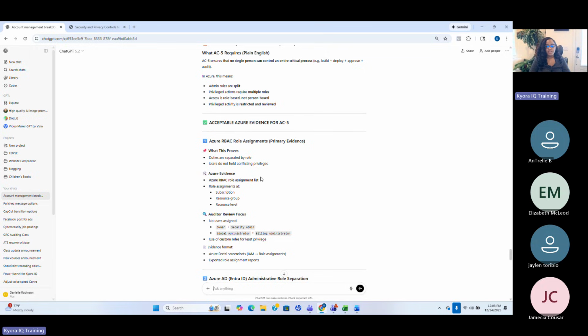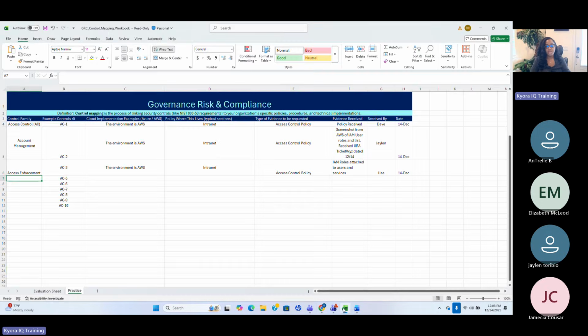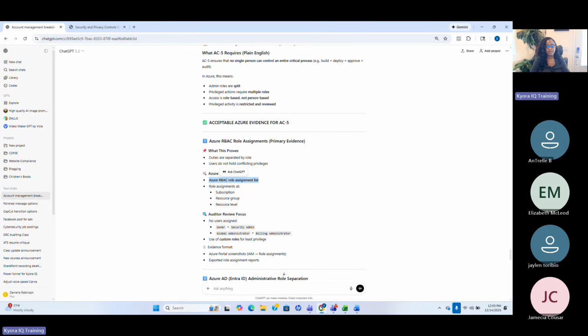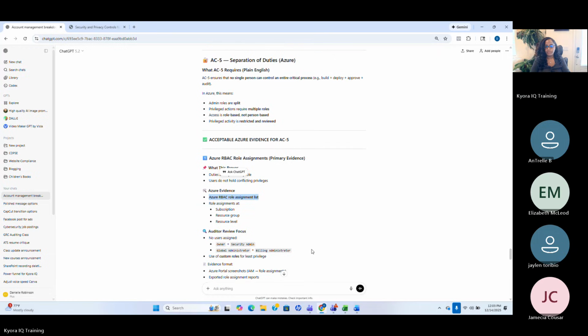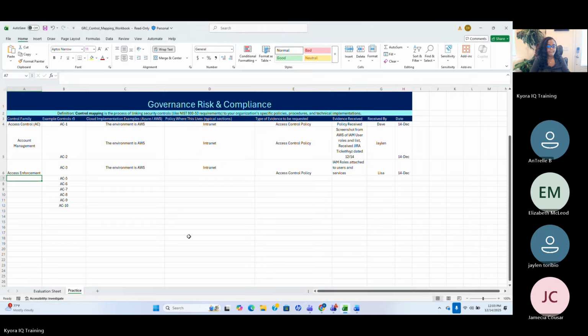Okay, so what evidence can be received? So, Azure role-based assignment list. Simple as that. You're going to sit with the engineer. You're going to have the engineer provide you, say this was AC5 for separation of duties.